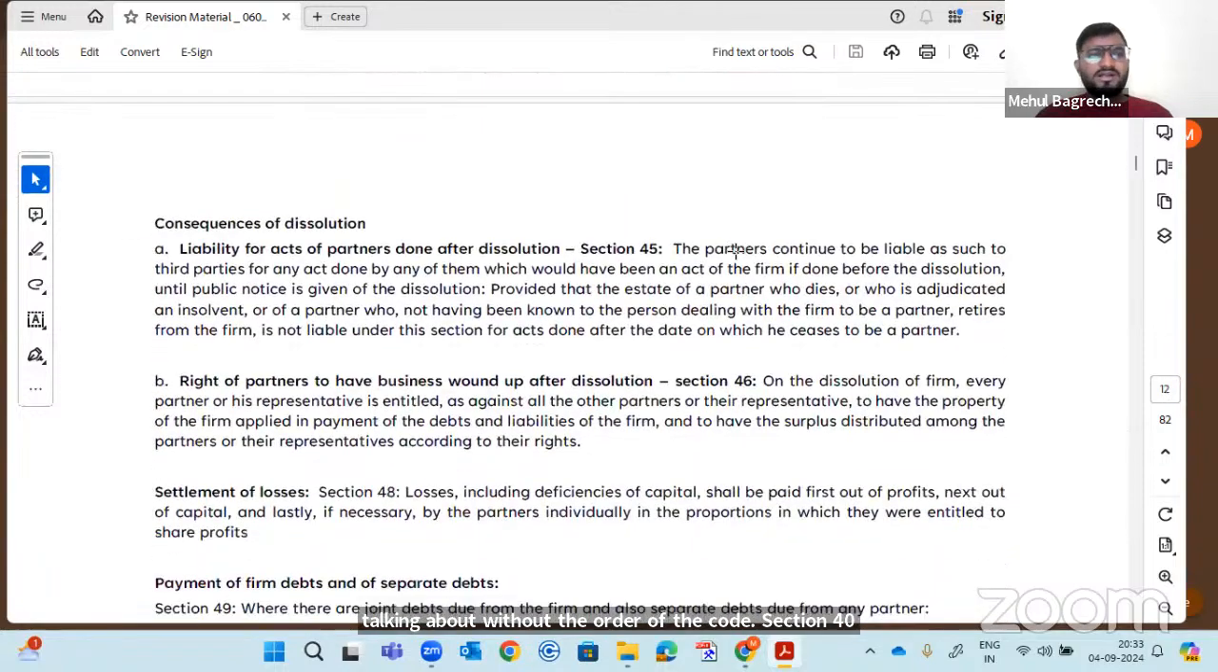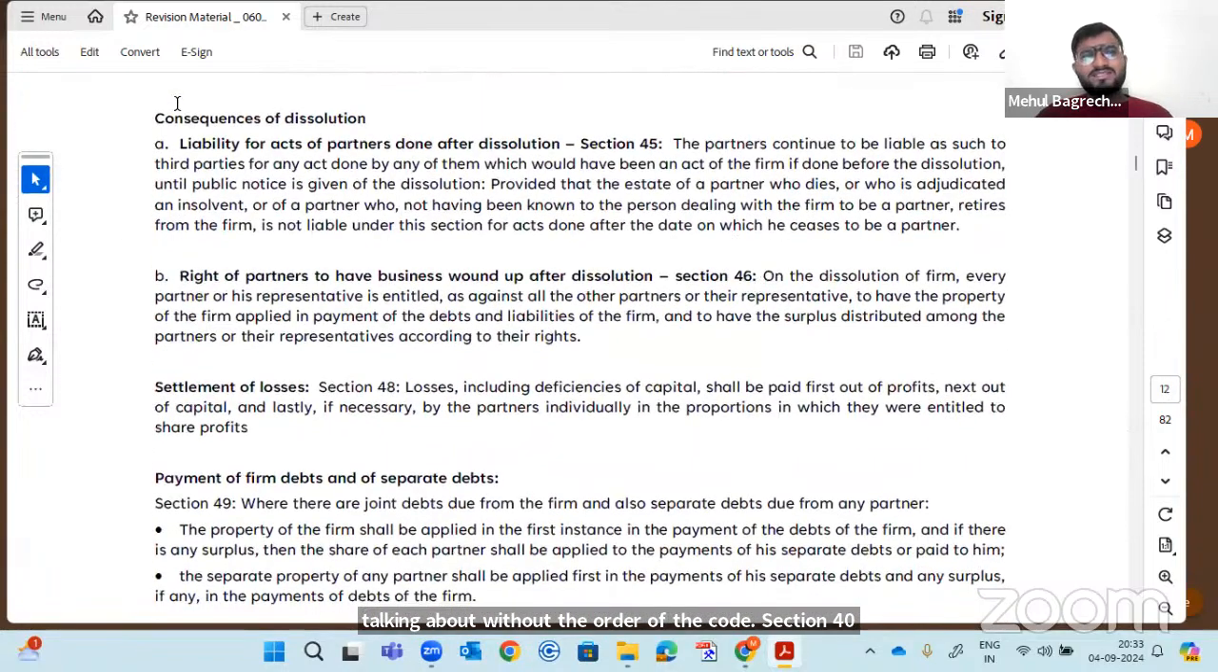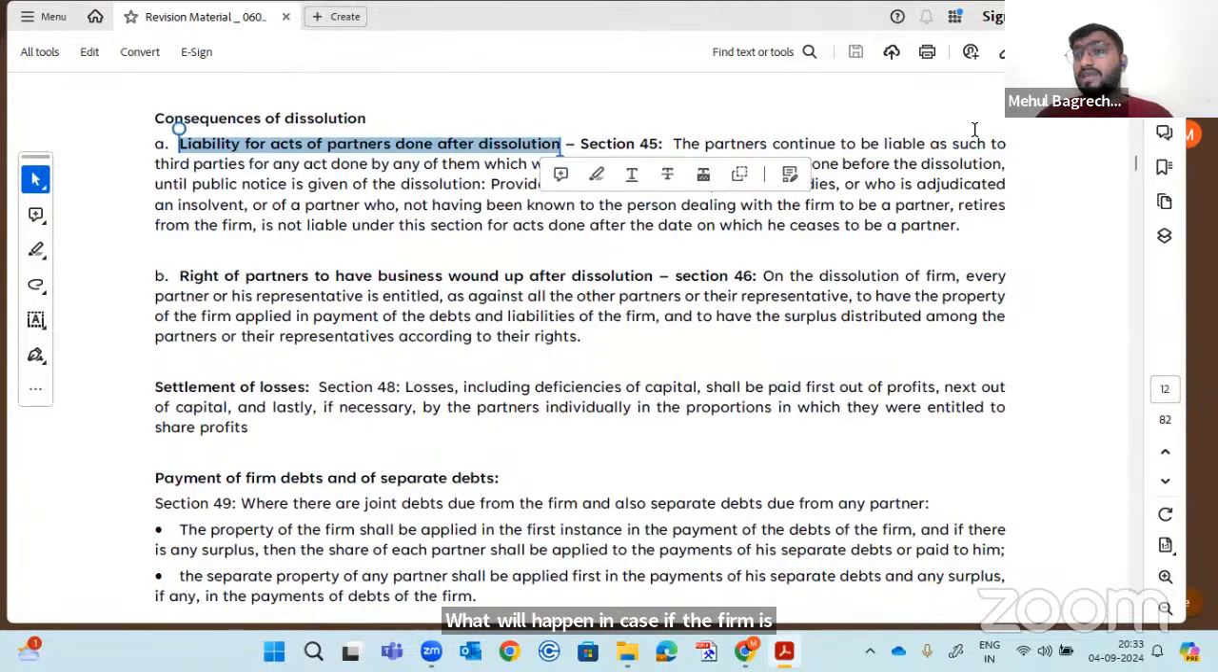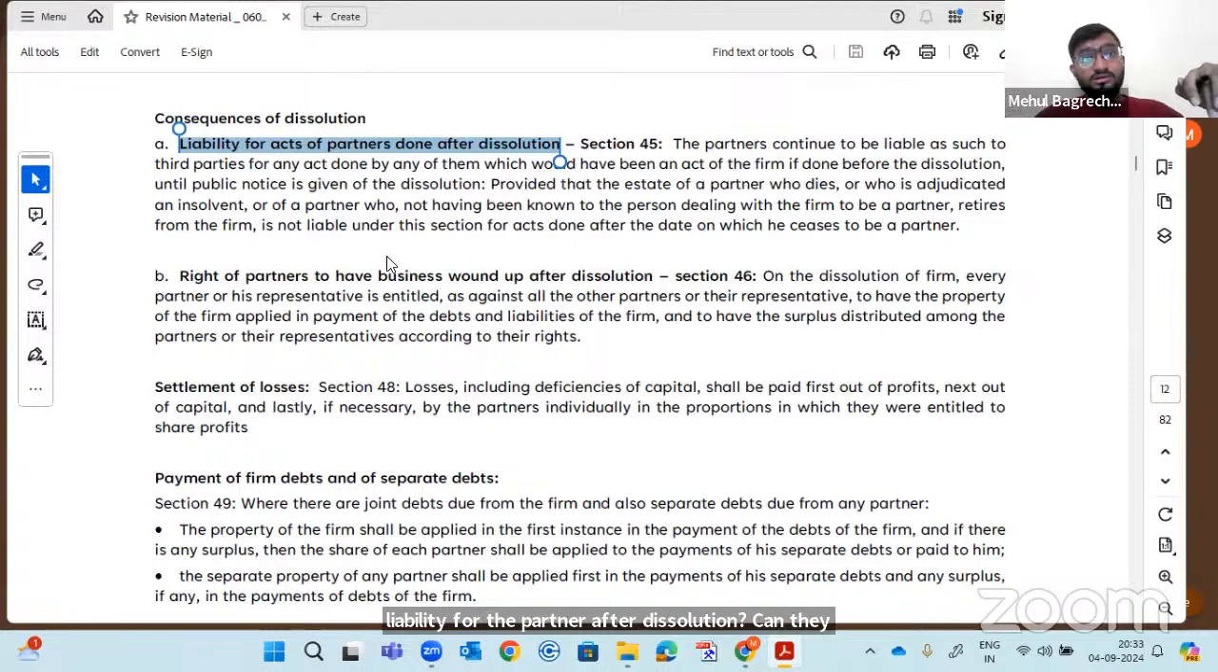Simple topic. All right. Now, what will happen in case the firm is dissolved? Liability for acts of the partner after dissolution. Can they be responsible for things done after the dissolution also? Yes, sir. 100% yes. Why? If you don't give a notice to the public. Notice has to be given, the public has to be informed that there is a dissolution of the firm.